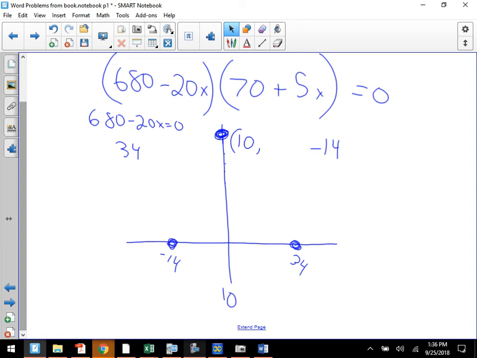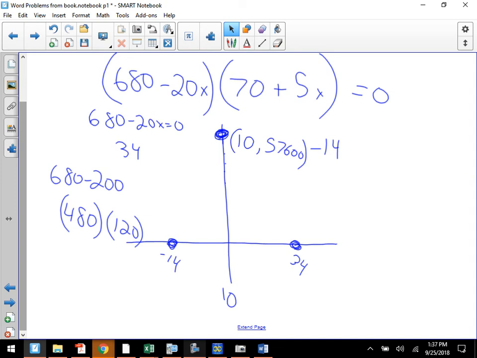So if I decrease my price 10 times, I get 680 minus 200. So if I sell my cameras for $480, I will then sell what's 70 plus 50? I will sell 120 cameras at $480, which generates the revenue, I think it was like 15 something. I was close. 57,600. So that tells me my maximum revenue when I FOIL all that out is at that.